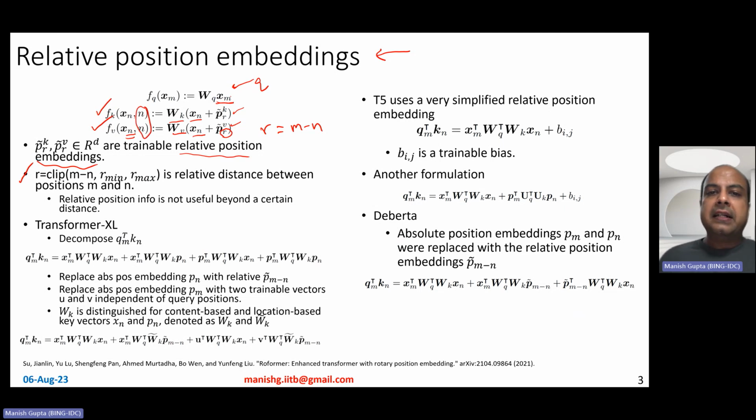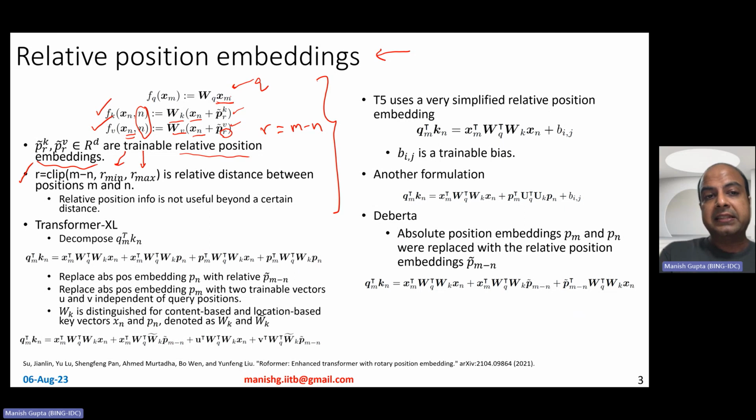However, what they believe is that this relative position information is not useful beyond a certain distance, and therefore they say that, hey, if the relative position is less than a particular value, I'll clip it to r min. If it is greater than a particular value, I'll clip it to r max on the upper side. So therefore, r is given by this formula, clip of m minus n, where the minimum is clipped to r min and on the maximum side you clip it to r max. So that was one formulation, the simplest and the earliest formulation of relative position embeddings.